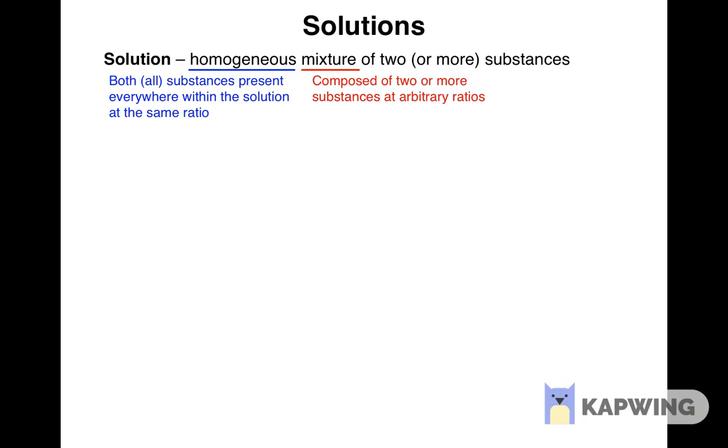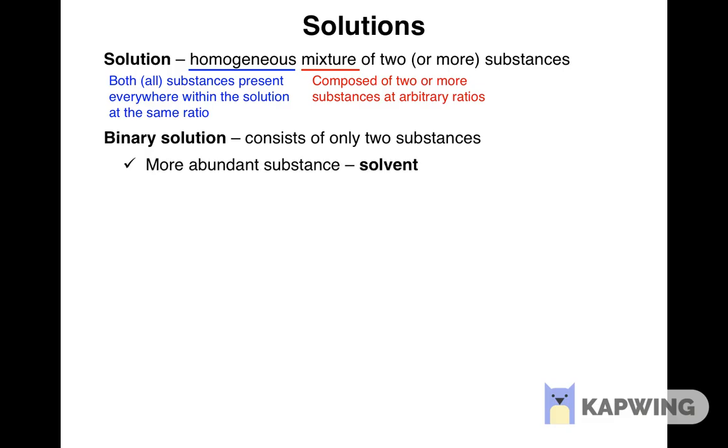Solutions that consist of only two substances are called binary. The more abundant substance in a binary solution is called the solvent, and the less abundant substance is called the solute. For example, if you dissolve a teaspoon of sugar in a cup of water, the sugar is the solute, and the water is the solvent.